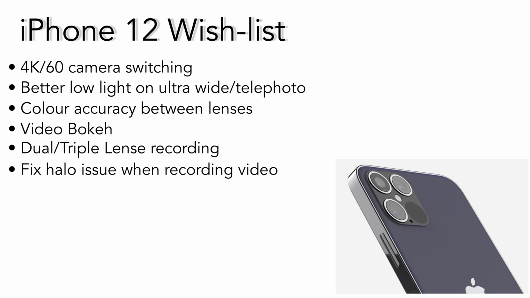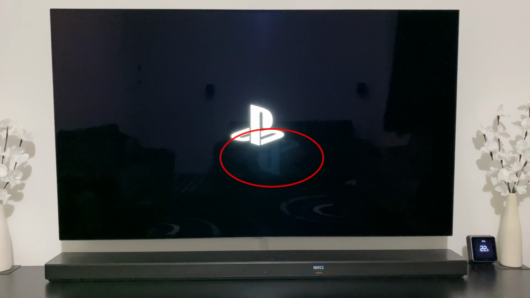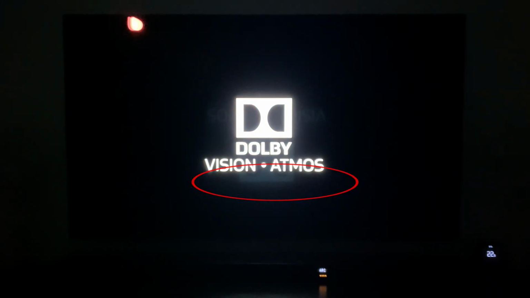Right, so the next one is an actual bug or design flaw with the iPhone 11 Pro Max, and possibly with the 11 as well. It's basically because the lenses protrude so far out, it causes a lot of haloing around bright light sources. So if you're outdoors and you get the sun reflection or anything like that.